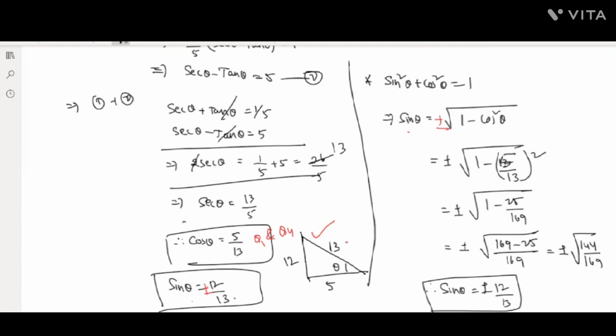So these are two different ways we can find it. This is one way, by using the right angle triangle. This is method two, by using the identity, we can find out the value of sin theta.